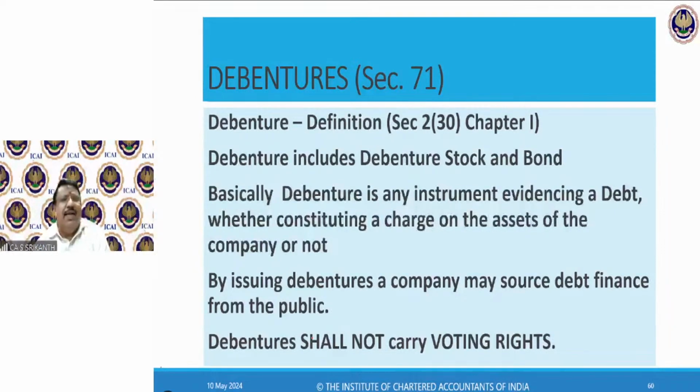Basically, a debenture is a debt instrument. It is a document or instrument evidencing a debt. By issuing debentures, the company can source debt finance from the public. See, instead of going to one lender and borrowing, I'm going to float an instrument which will be subscribed by the public. But it will be a debt instrument. So basically, it's a loan on which I have to pay interest, except that I have not one lender, but numerous lenders.